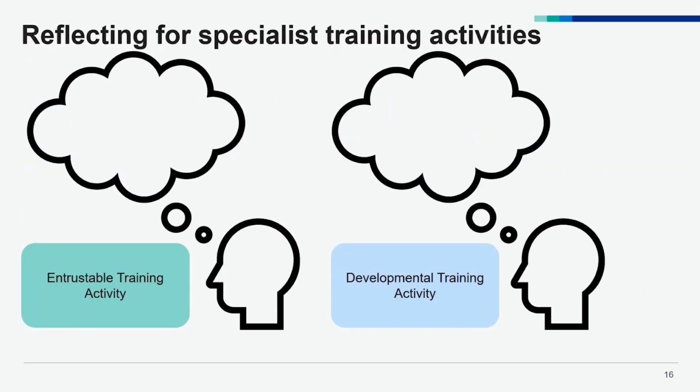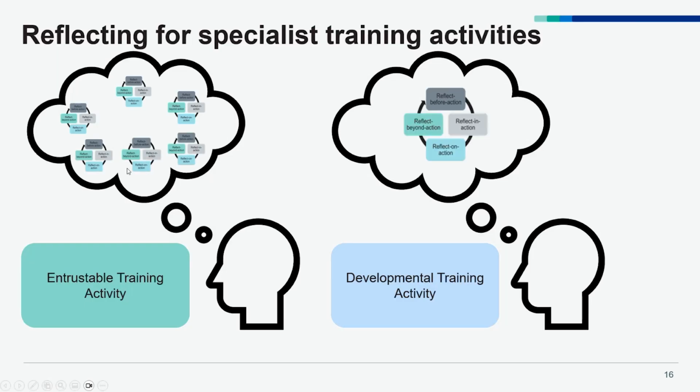So in terms of thinking about their training activities, we've got the entrustable on the left, developmental on the right. So entrustable, they might have multiple incidences of engaging in that framework, whereas developmental, they might just do it once or twice. So as an illustration, that's what their portfolio might look like in terms of the reflections that they have.